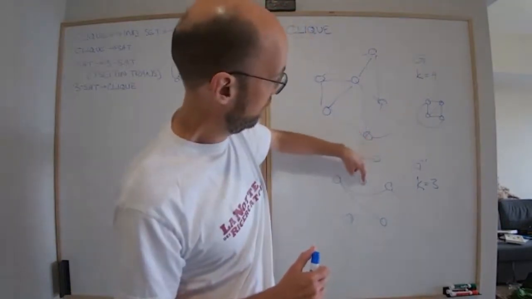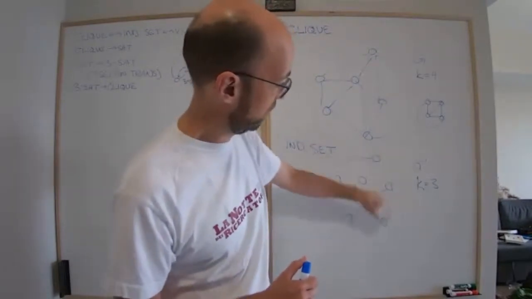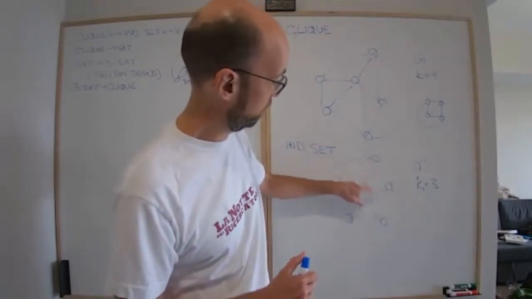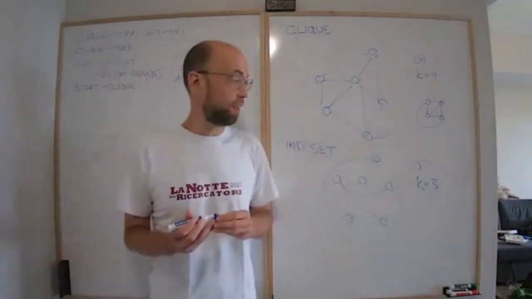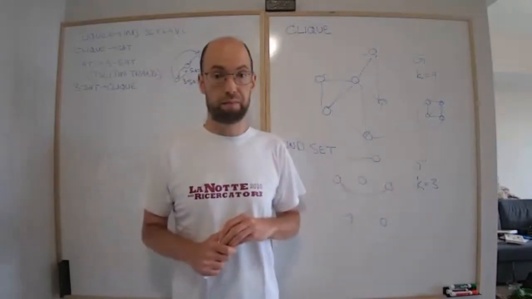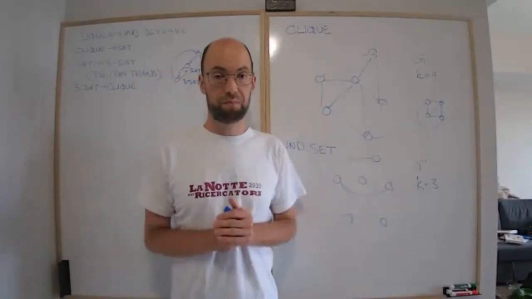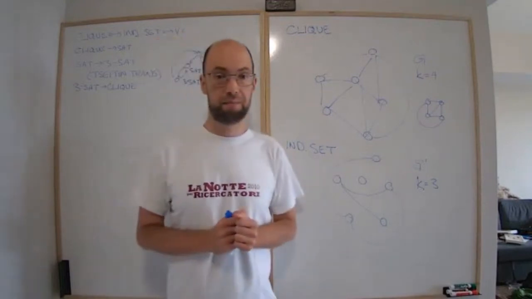Yes, like this one, and this one. Right? This one's not connected to this one, this one's not connected to this one, right? So that is a set, so this has an independent set of size 3 as a subgraph. Okay? So that's the problem of independent set.